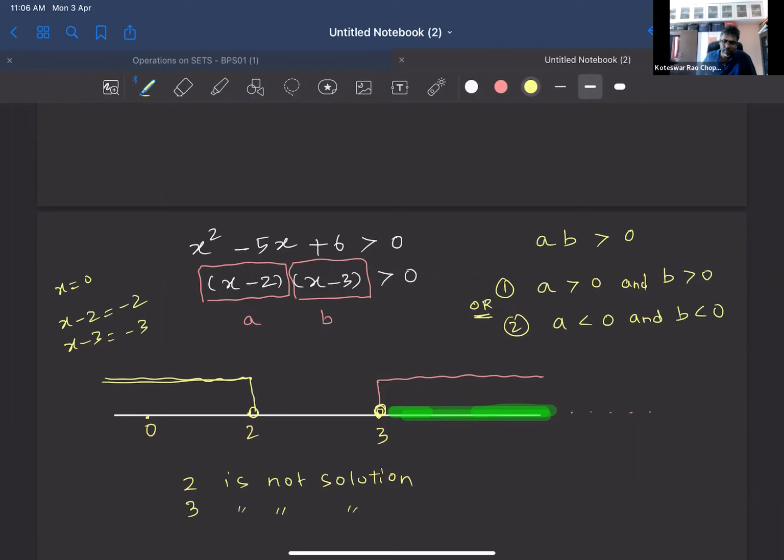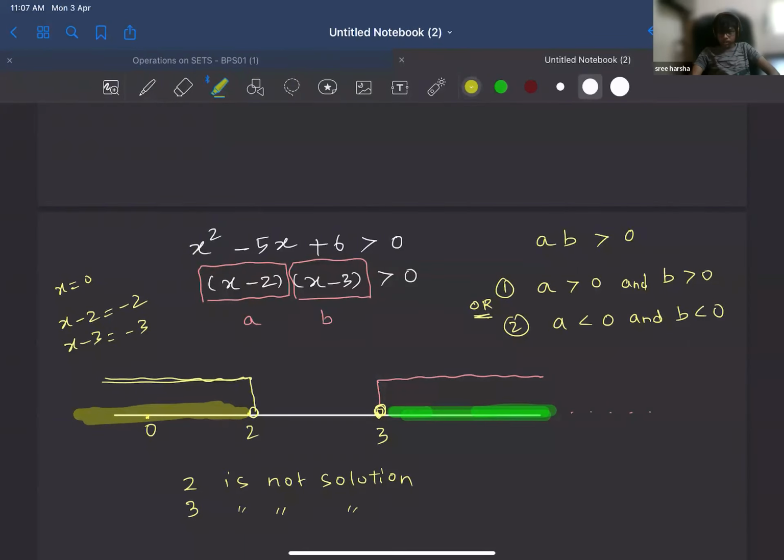So that means if you take any value which is less than 2, it is going to make the first factor negative, and then the second factor will obviously be negative too. Negative into negative is again positive. So here, any value which is less than 2 is also a solution. I can take any number which is less than 2 as my solution.